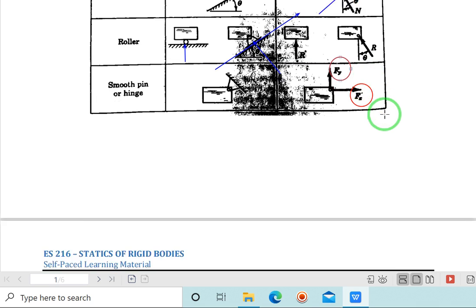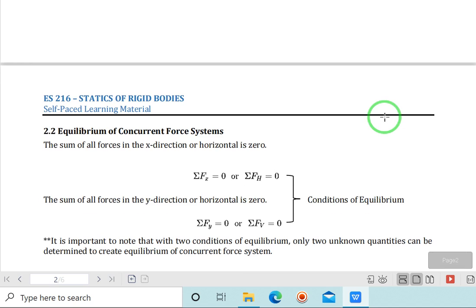Now for smooth pin or hinge, regardless of the orientation of your smooth pin or hinge, you have your Fx and Fy. Fx is the horizontal component of the reaction at that hinge or pin, and Fy is the vertical component of the reaction at the pin or the hinge. Now let us discuss the equilibrium of concurrent force systems.